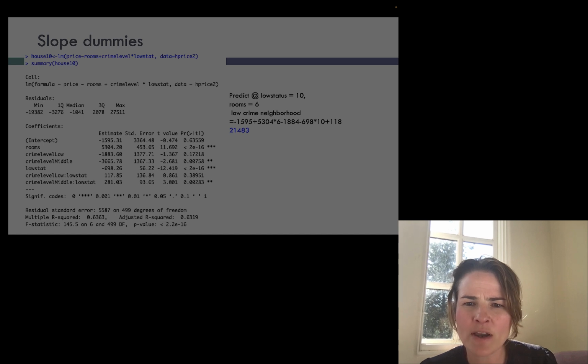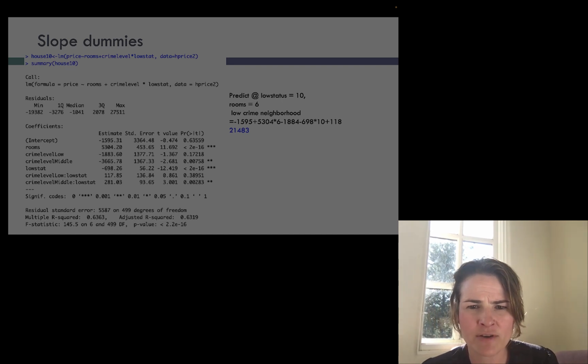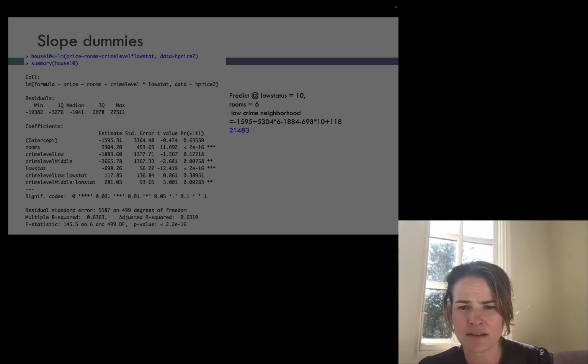And we need to know where we are in terms of low status and rooms and what kind of crime neighborhood we have in order to make our prediction. And this is what that prediction would look like.